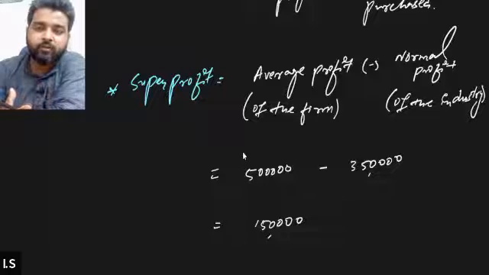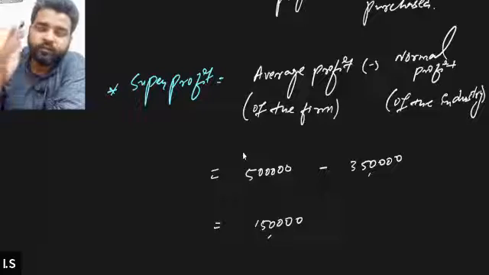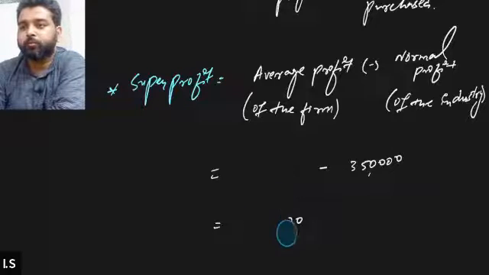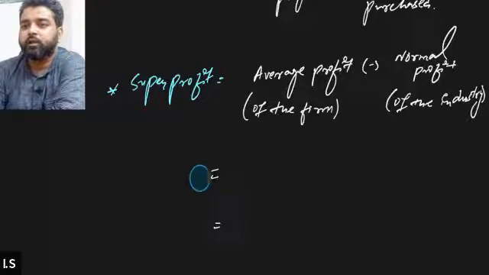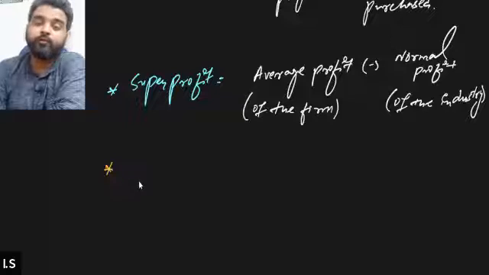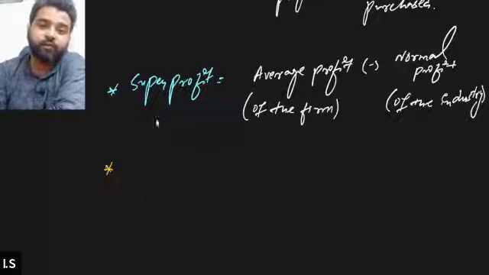And average profit means the profit that the firm usually generates during a period of 1 year. So the difference between the average profit of the firm and the normal profit of the industry gives you the super profit. Now the question arises, how do we find out the super profit? Most of the time, as I told you, average profit is given in the question. You won't have to apply any formula to find the average profit, but the normal profit you will have to find out.